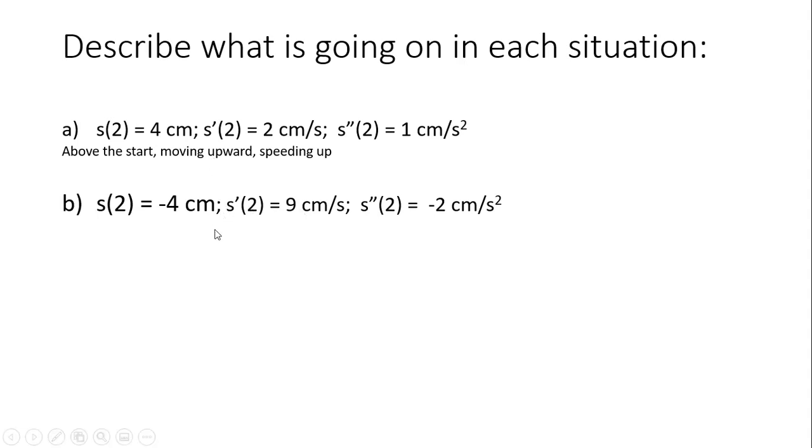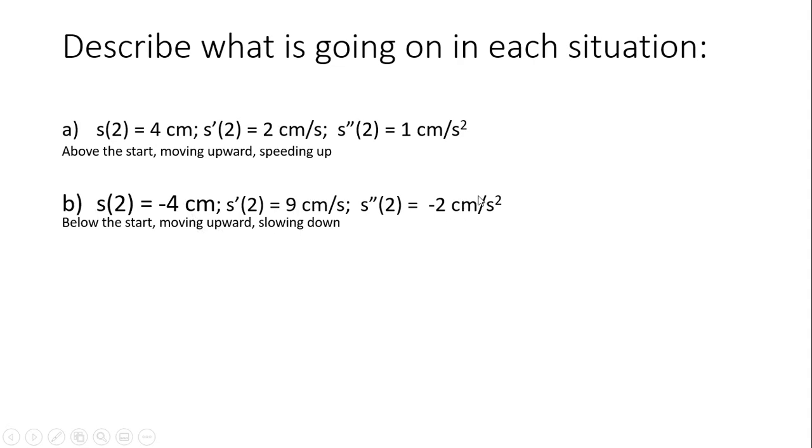Even though I'm below, which is what the minus 4 says, I'm actually moving upward at a rate of 9 centimeters per second. But look at my second derivative. My second derivative at the same 2 seconds says minus 2 centimeters per second, which is saying that my 9 centimeter per second velocity is dropping at the rate of 2 centimeters per second. This means I'm slowing down. So I'm below the start, it's negative. I'm moving upward, positive. I'm slowing down, negative.